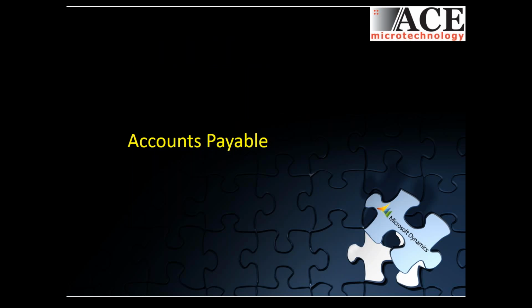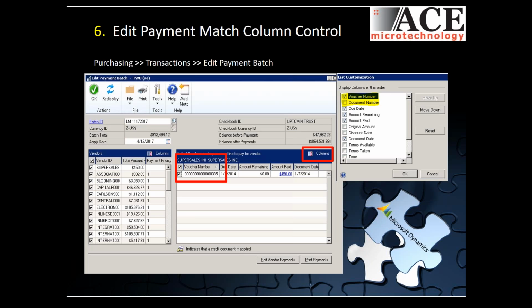Moving on to accounts payable. Edit payment match column control. For those of you who have experience doing a check run in accounts payable, when you have built your batch and you want to tweak it, you go into your edit payment batch. But if you're validating those entries, those checks or invoices that you're going to pay against the actual physical copy, the default column to match that is the voucher number.